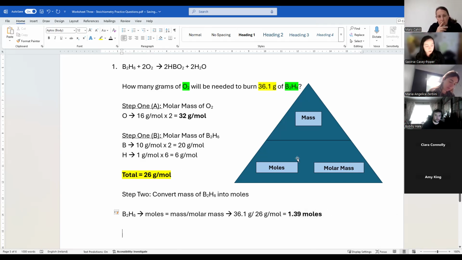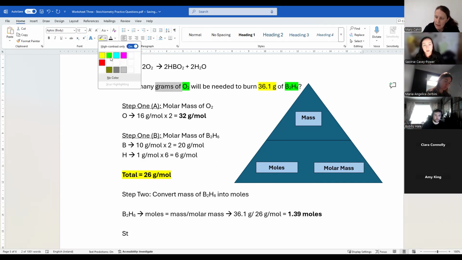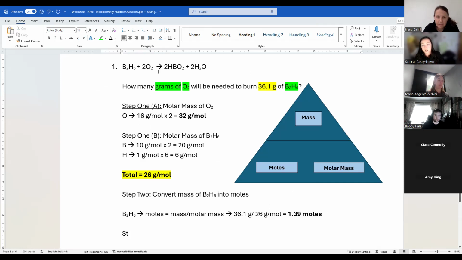So now I have my mole amount for my B2H6. But my question specifically asks me how many grams of oxygen. So I need to look at the ratio between these two reactants here. By getting that mole amount, I can compare the two and then work backwards by converting the moles back to mass.